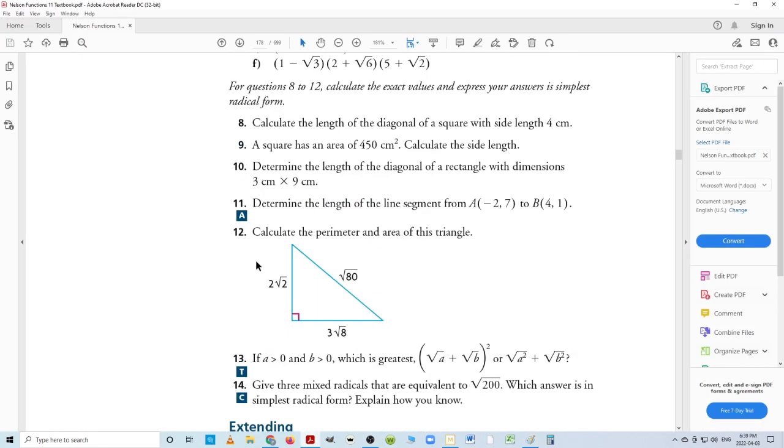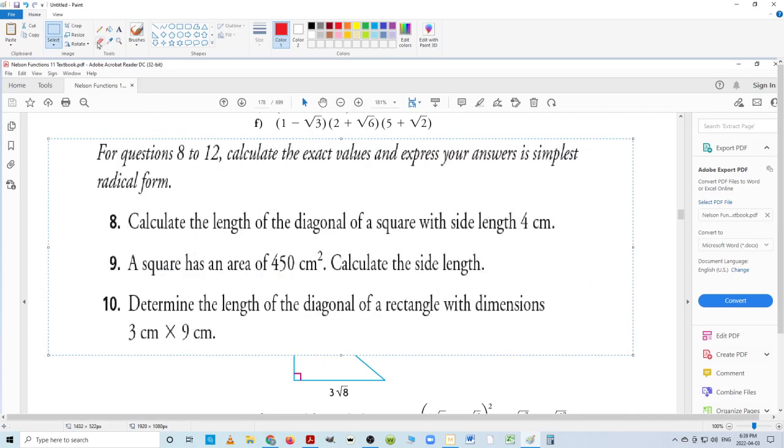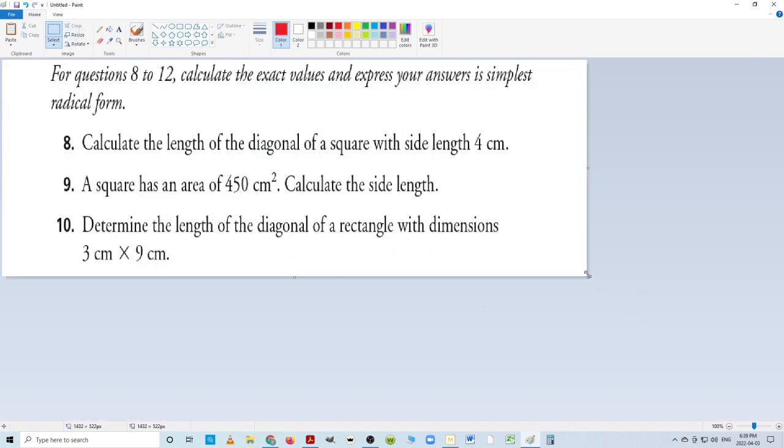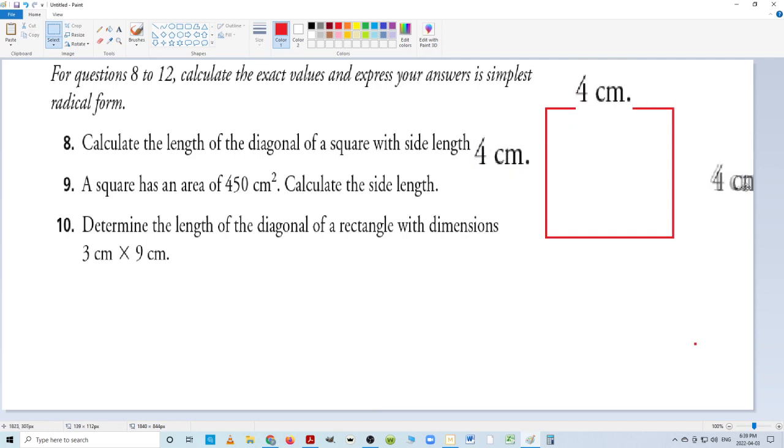And then let's see, calculate the length of a diagonal of a square with a side length of this. Okay, we'll try a couple of these. These are all best served when you draw them. So calculate the length of the diagonal of a square. So keep in mind your knowledge of squares means all sides of this square are going to be 4 centimeters. If you look at a diagonal, it also means they'll all have 90-degree angles. And that means if you look at the diagonal, we can ignore half of this square.